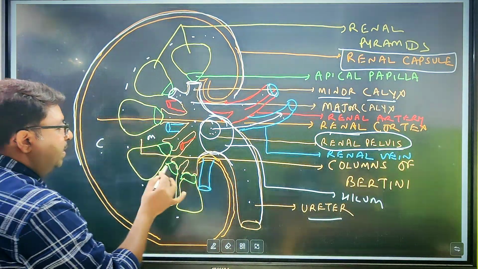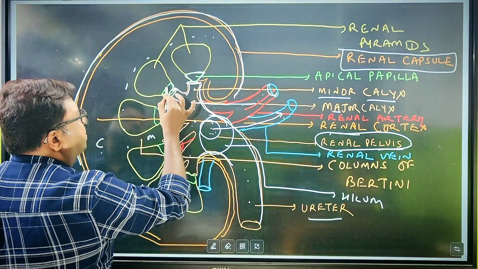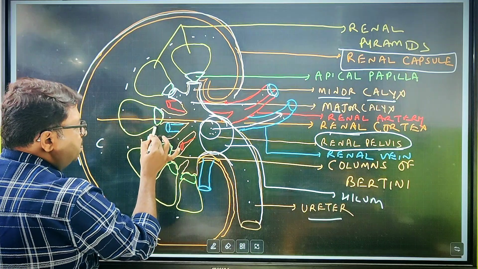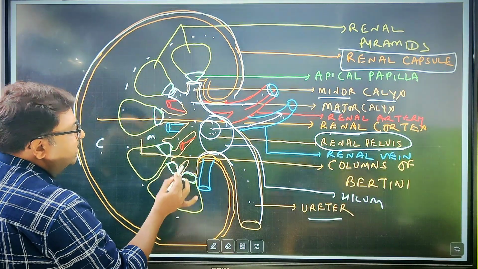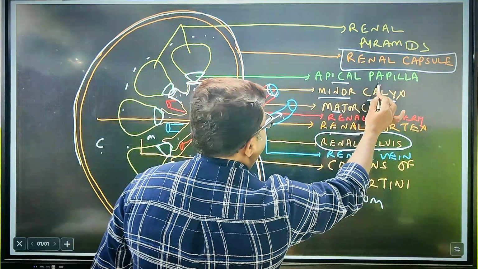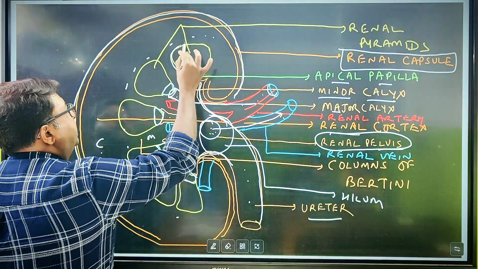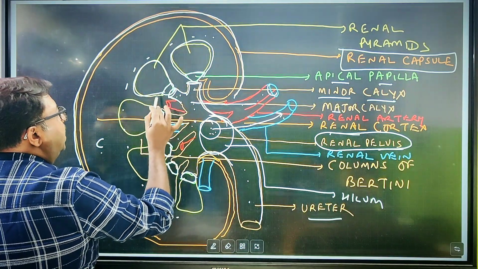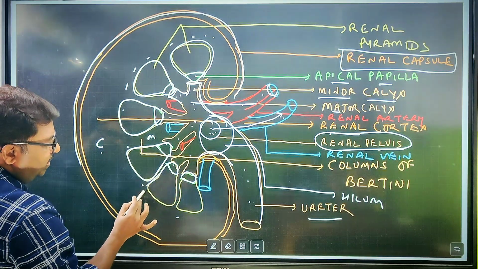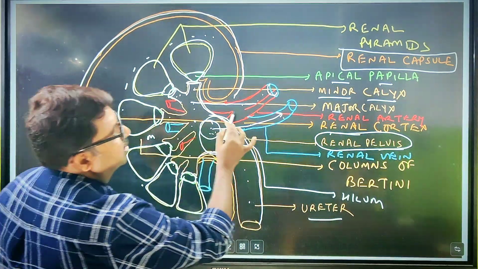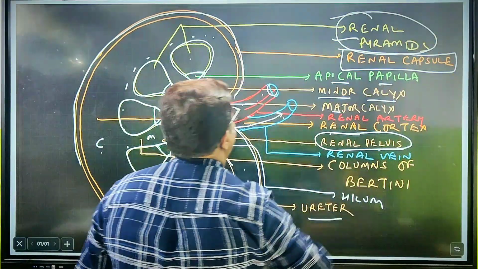Fine. Then from this minor calyx, what we can see is this cup-shaped structure first, which is presented over here in the green color. This cup-shaped structure is called apex, apical papilla. And from this apical papilla, there is a pyramid-like structure which comes out. These pyramid-like structures are called the renal pyramids. You can see they are renal pyramids.